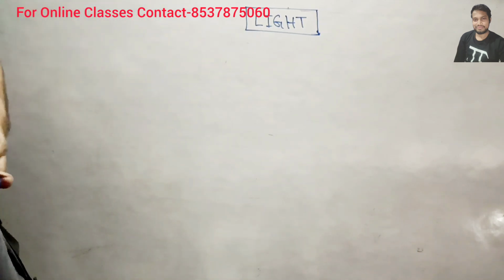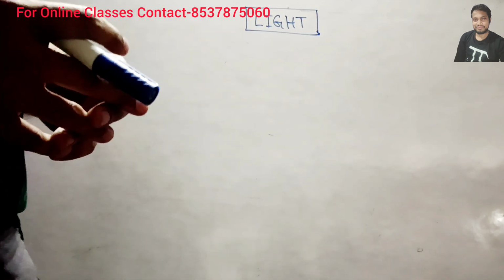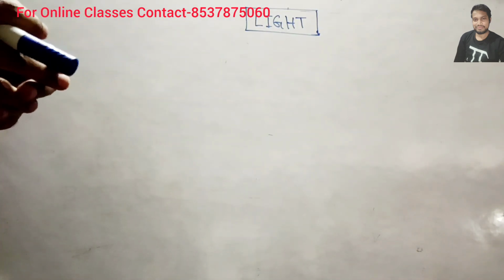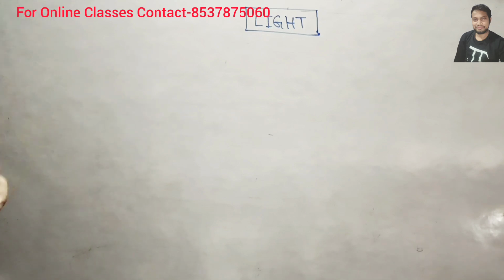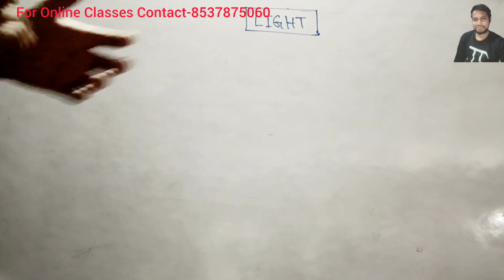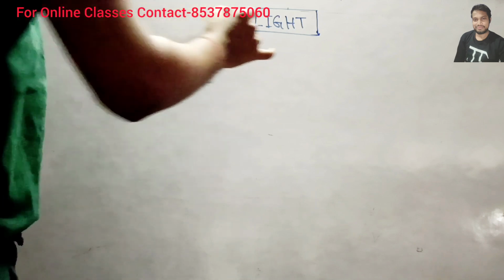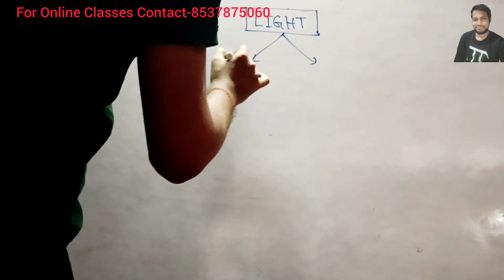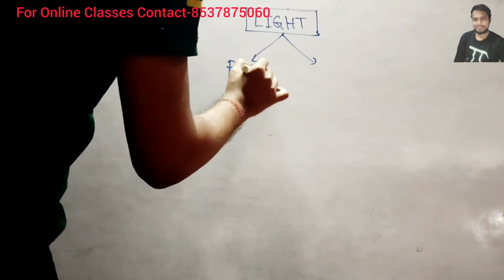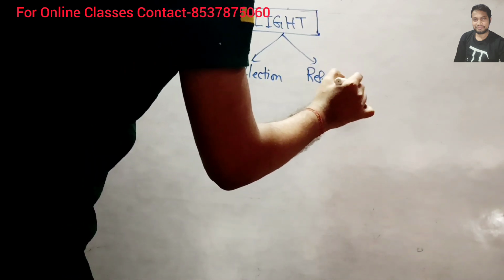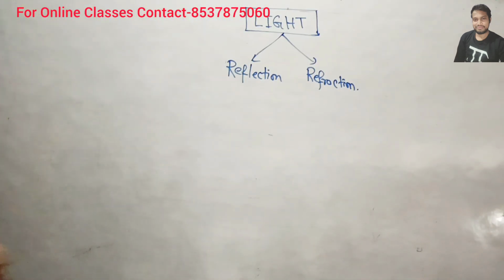So today we are going to discuss the chapter Light, class 10 CBSE. First of all, we have to know that light has two phenomena that we can see: one is reflection and another one is refraction. So here we have to know about reflection.